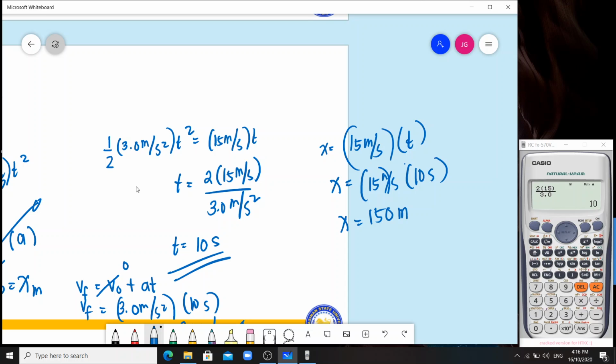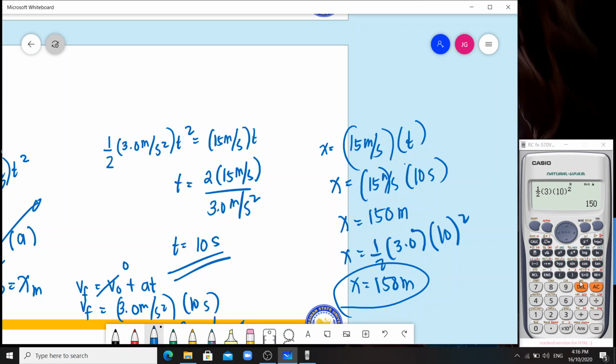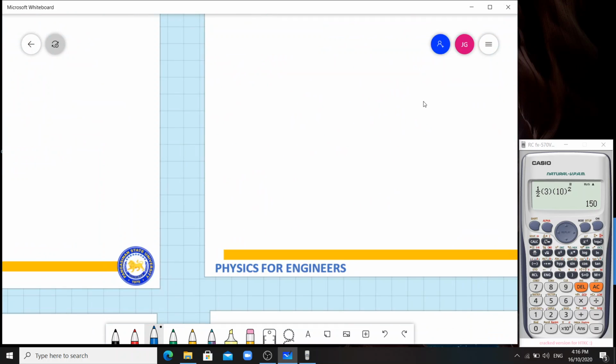Or pwede rin natin gamitin to. 1 half 3.0 times 10 squared. So that is 1 half times 3 times 10 squared. Okay, 150 din. Syempre equal lang naman sila. So, nagpang-abot sila at 150 meters. So, that's how you solve that one.